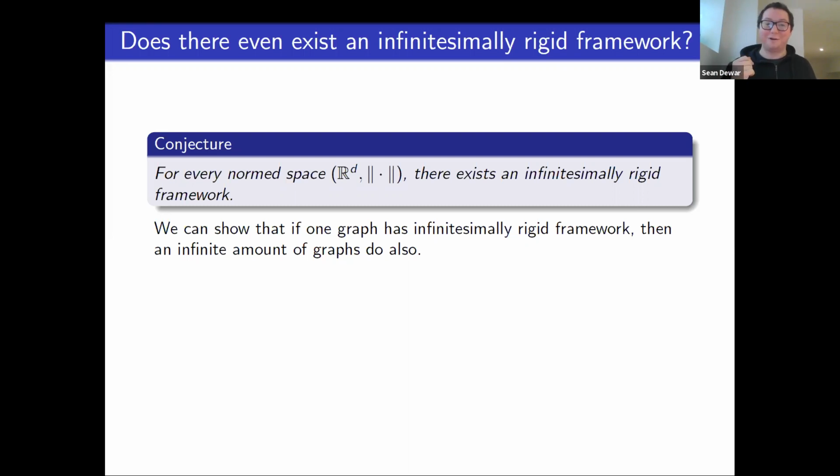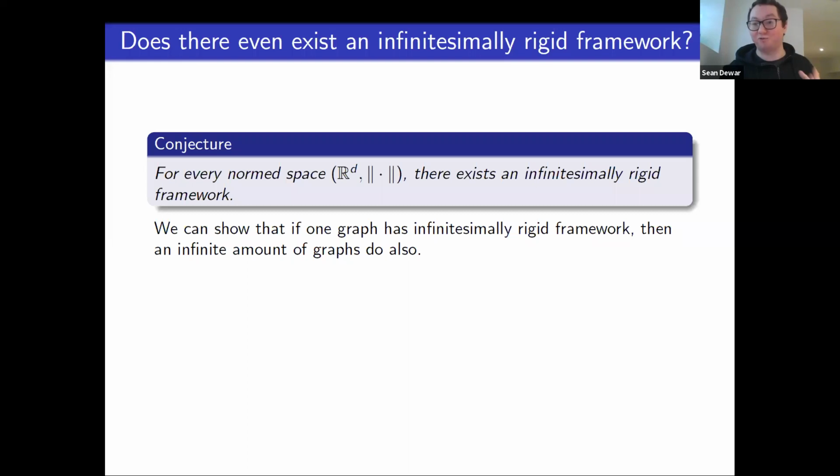So if we can show one is infinitesimally rigid, there is a method that we can use, basically by adding a vertex and connecting it to the rest in a kind of clever way, that we can prove that there has to be an infinite amount of infinitesimally rigid frameworks.